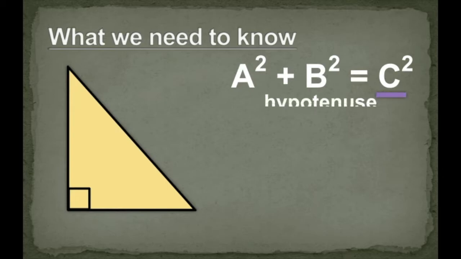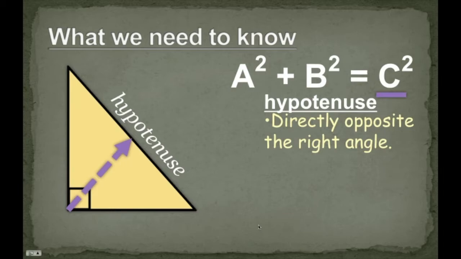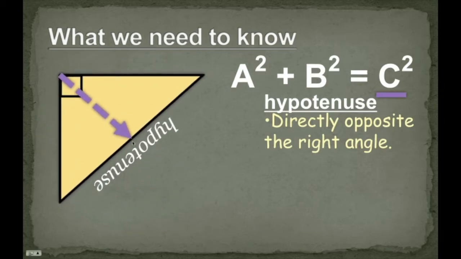C represents the hypotenuse. The hypotenuse is directly opposite the right angle. So here we have our right triangle, right? This whole thing is the right triangle. This is our right angle. The hypotenuse is the side directly across from it. Now you can see a triangle a whole bunch of different ways, and it doesn't matter which way it turns. This side is still the hypotenuse. This is the right angle, so the hypotenuse is directly across from it.